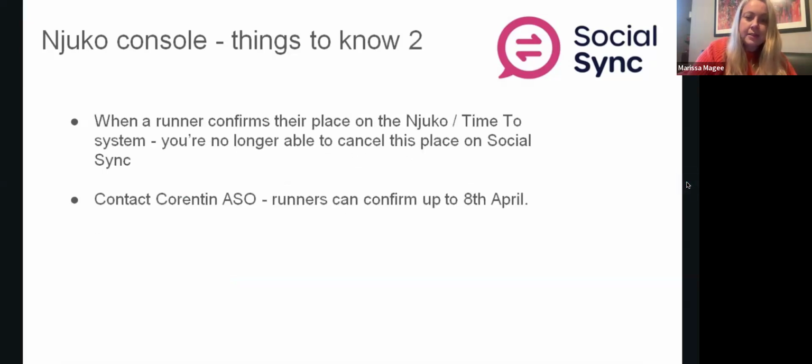The second thing is, before supporters click on the link and enroll in the console, you have the option to manage your team within Social Sync. I know a lot of people have been cancelling registrations to release an extra place, and you can do that yourself or you can ask us to do it. Either is absolutely fine. But once your supporter clicks on the link and creates their Time to account, that functionality is locked out on Social Sync. So there's a different process to cancel that runner, and it's direct with Quarantine.